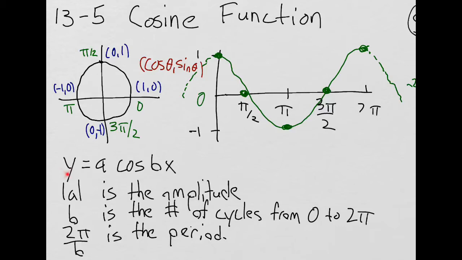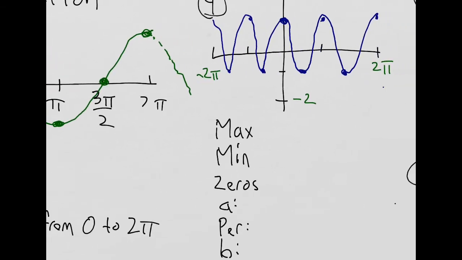And this function has the same rules. So if we have y is equal to a cosine b of x, everything means the same exact thing as it did before. For example, the absolute value of a is the amplitude, it's the height of the curve. B is the number of cycles from 0 to 2 pi, and 2 pi over b is the period.